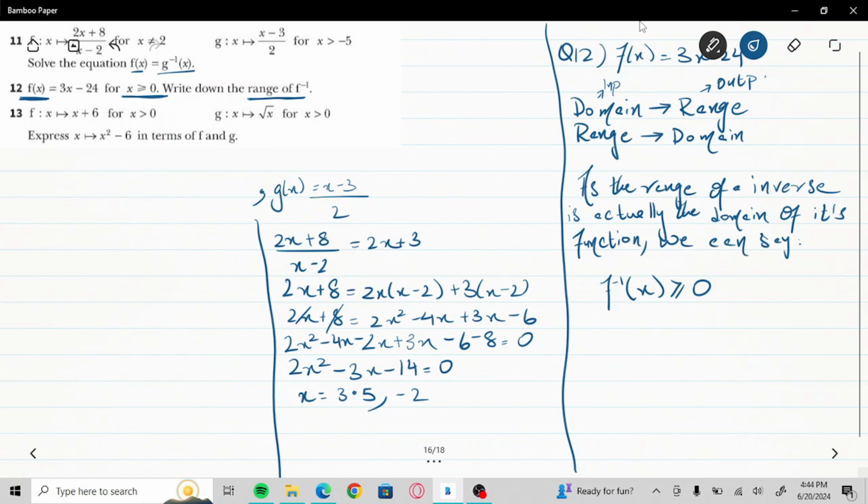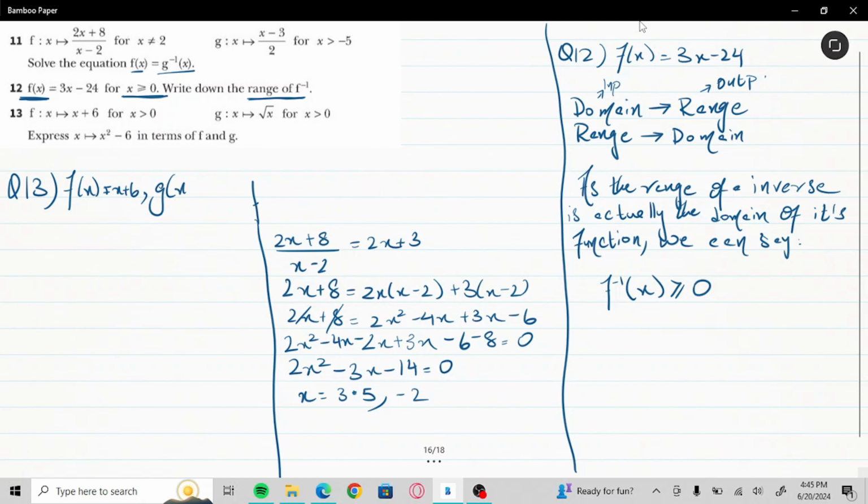So okay, question number 13, we have f(x) is equal to x plus 6 and g(x) is equal to under root x. What they're telling us is to express in terms of f and g what x squared minus 6 is. We've done this in the previous lectures. Again, I'll just give an intro of what we need in this.